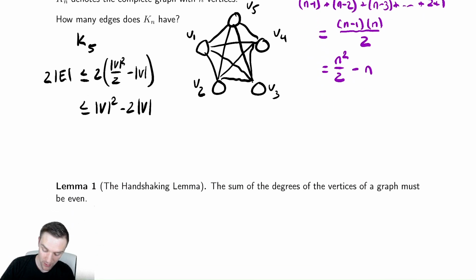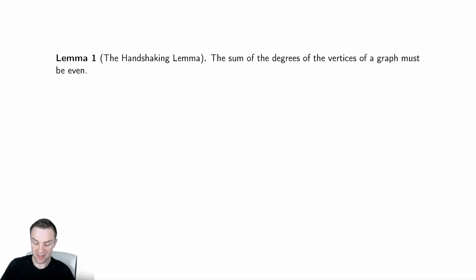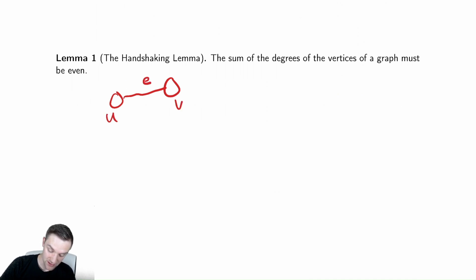Our next thing we want to talk about is what's called the handshaking lemma. This says the sum of the degrees of the vertices of a graph must be even. I'll include a typeset proof for you if you want to see that, but the idea here, mostly, that we need to know is whenever I have two vertices and they are connected by an edge E, if this is vertex U and this is vertex V, if I'm counting the total degree, this edge will get counted both for the degree of U and for the degree of V. Therefore, every single edge is counted twice.